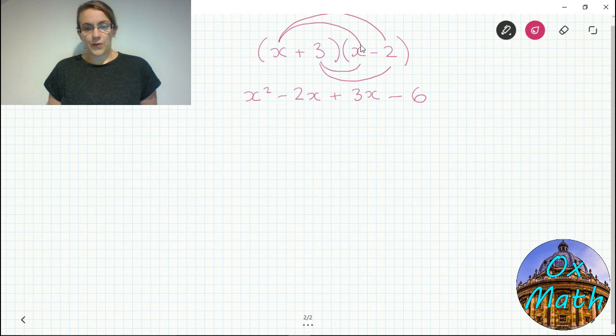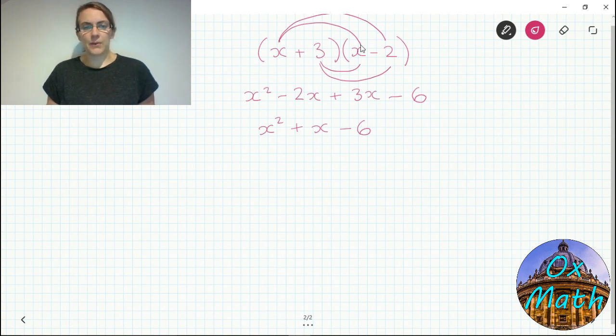We've got 4 terms, and you should always end up with 4 terms if you've got two brackets multiplied together, each with 2 terms in. But we can then simplify the middle two terms together. So minus 2x plus 3x is just 1x, and we've still got the minus 6. So x plus 3 times x minus 2 gives us x squared plus x minus 6.